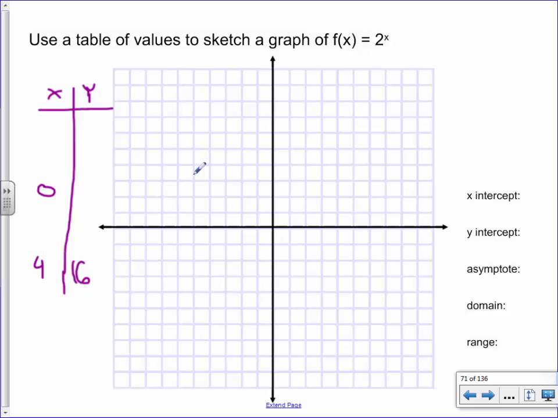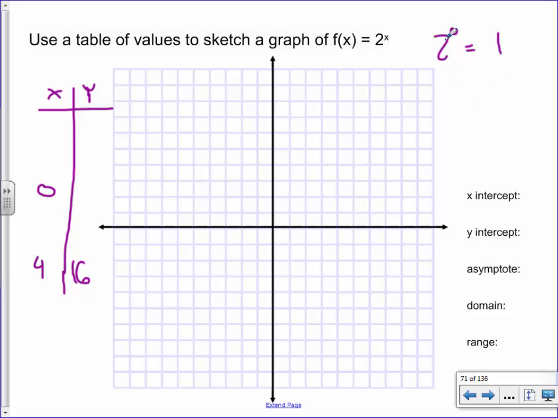Let's start with 0. 0 is actually probably the most purposeful one. Does anybody know what 2 to the power of 0 equals? It is 1. There's a rule you need to know if you don't know it already. Anything to the power of 0 is always 1.